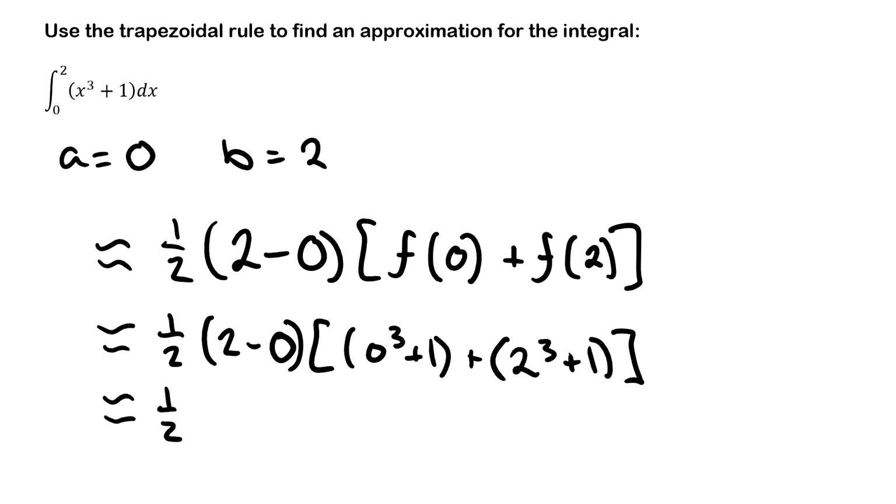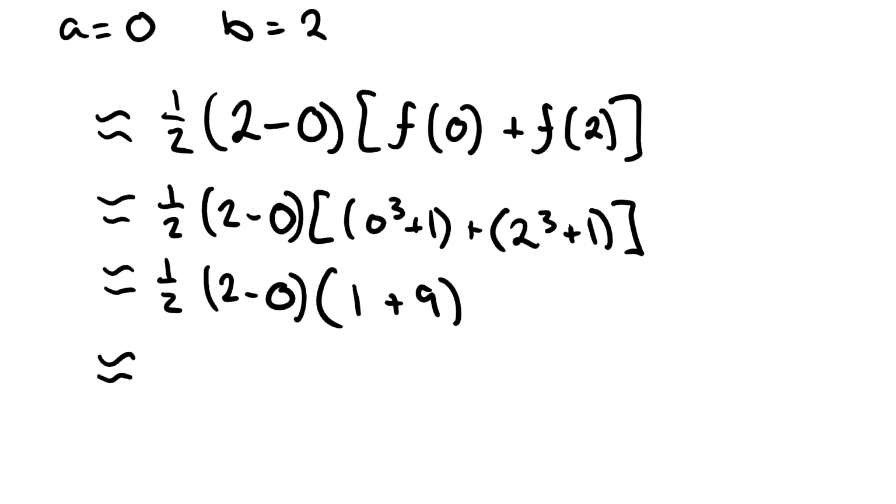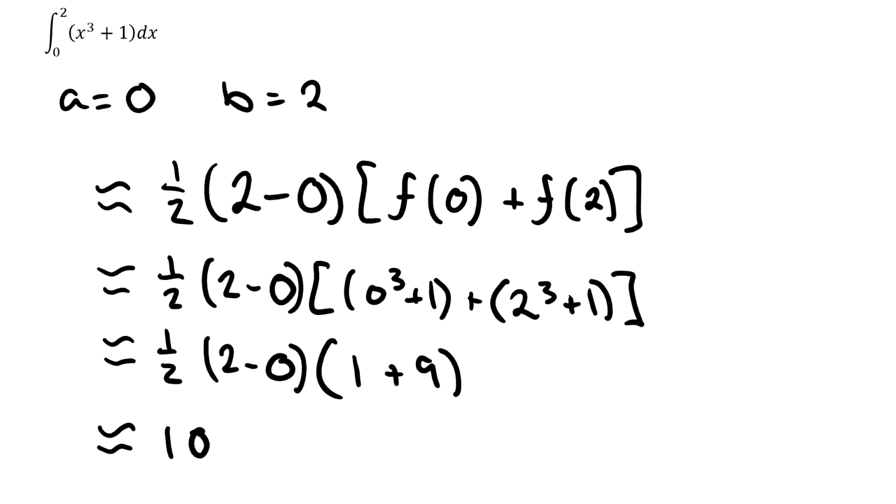We get a half times 2 minus 0. So 0 to the power of 3 plus 1 is 1. 2 cubed plus 1 is 9. So if we put that in the calculator, we get 10. So the approximate area under this curve between 0 and 2 is 10.